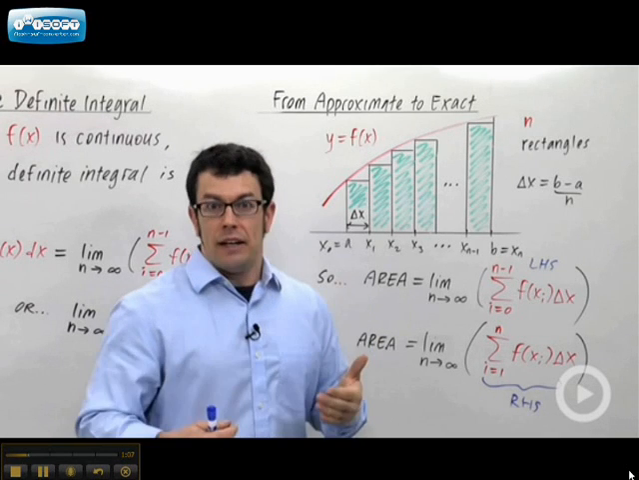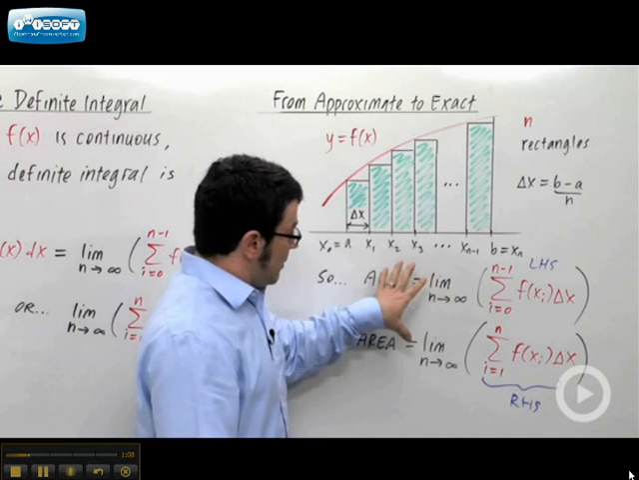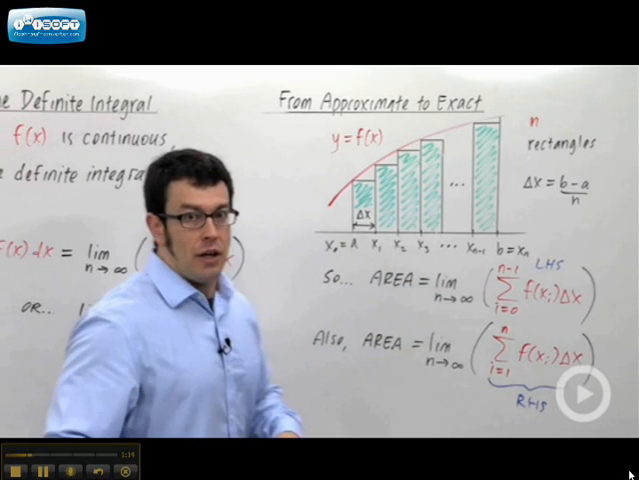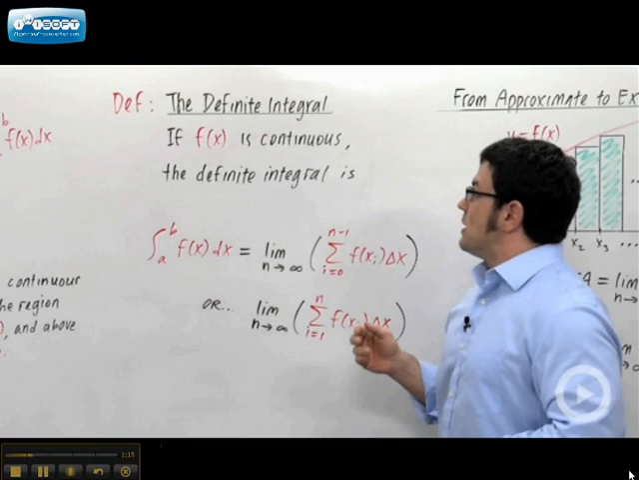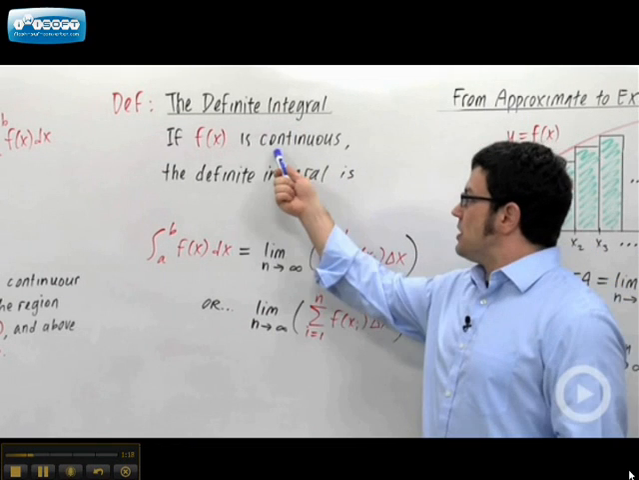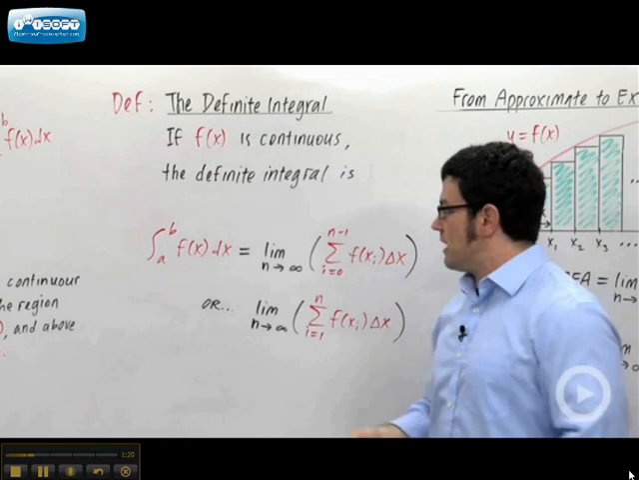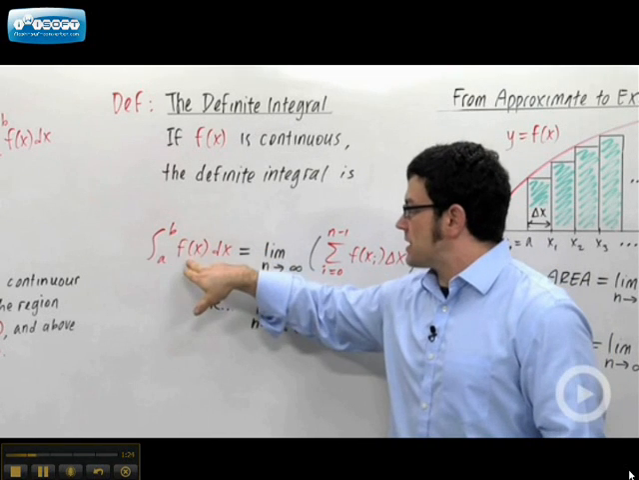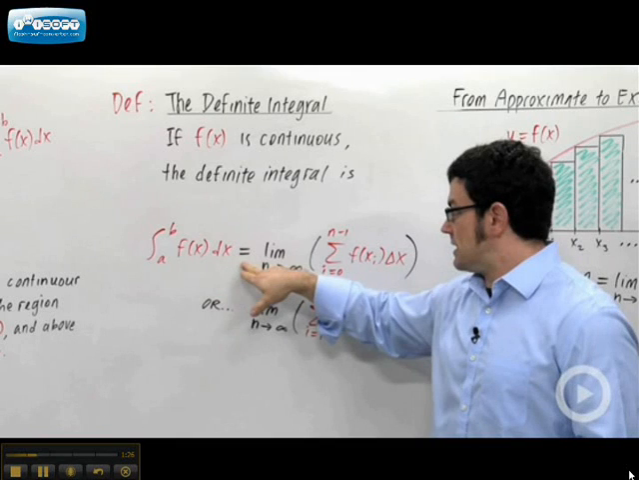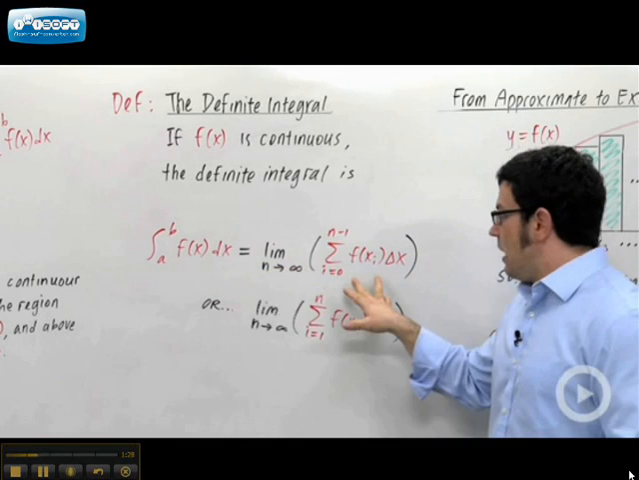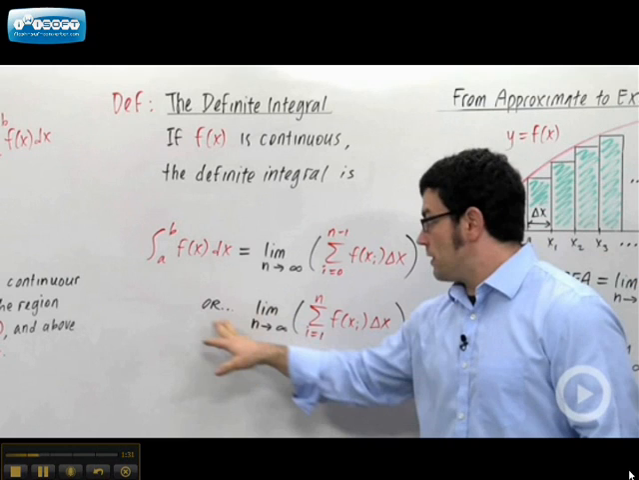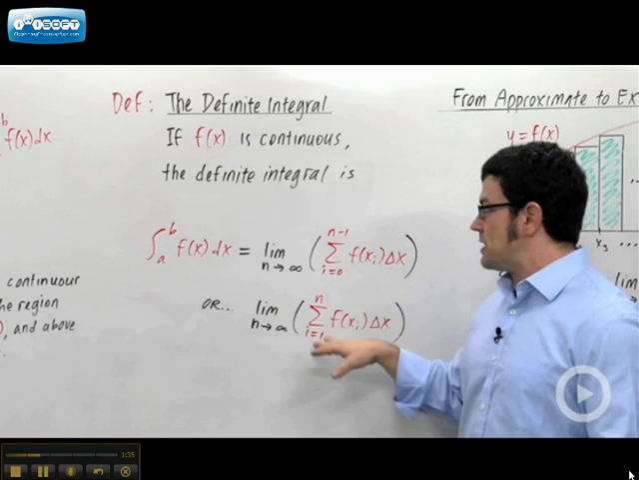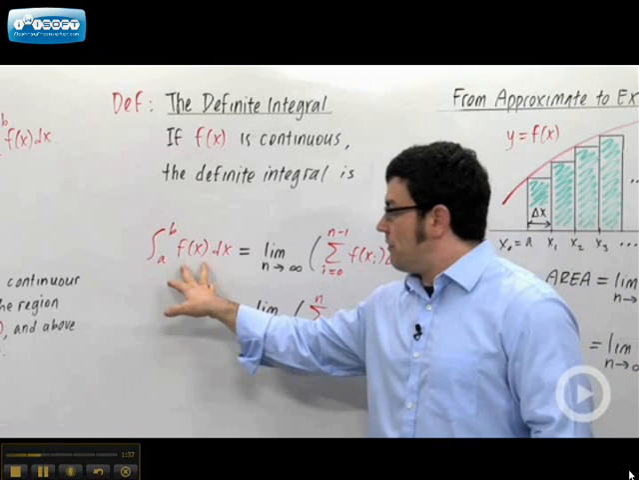Now, this idea of the limit that gives me the exact area is so important that we give it a name, and it's called the definite integral. So here's my definition of definite integral. If a function f is continuous, we define the definite integral, read as the integral from a to b of f of x with respect to x, to be this limit as n approaches infinity of the left-hand sum, or this limit as n approaches infinity of the right-hand sum. Either of these limits will give you the value of this definite integral.